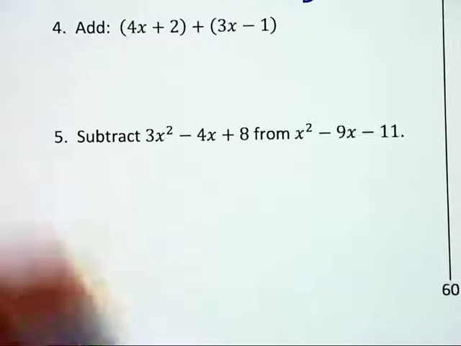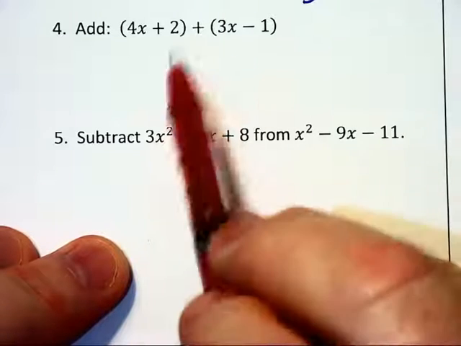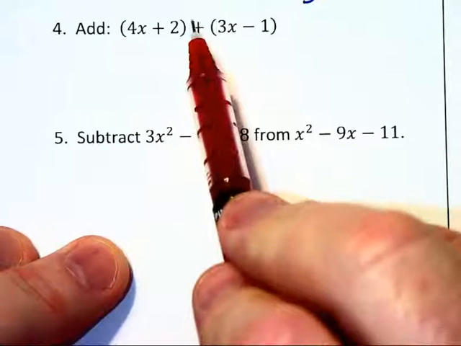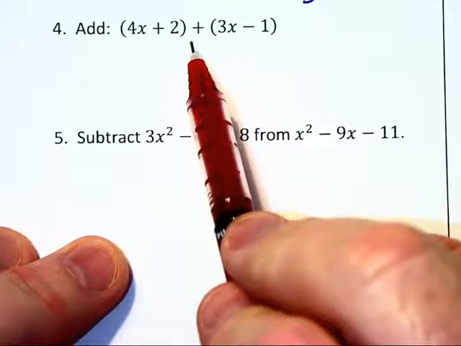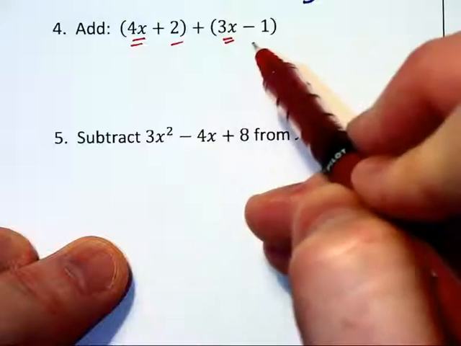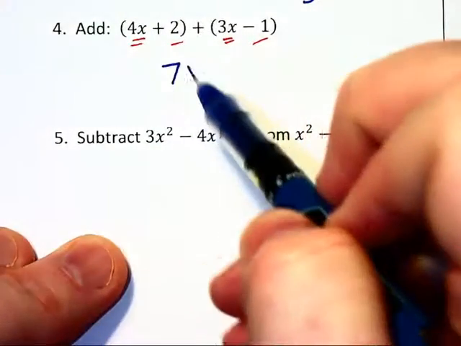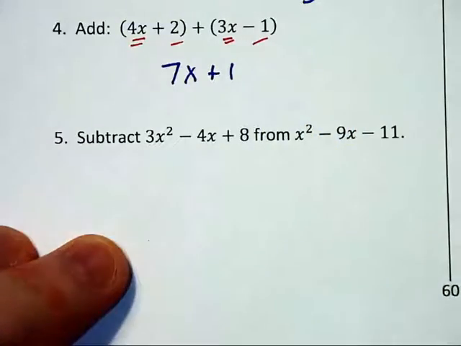Now after you've done so much distribution and foiling, when you see these two parentheses here, you tend to overlook the plus sign and want to do foiling. Instead, all you're going to be doing is adding like terms for this addition problem, and that's going to give you 7x plus 1 as the solution.